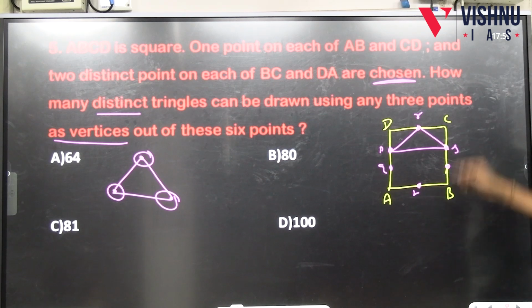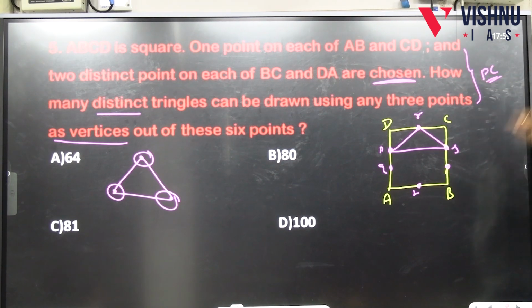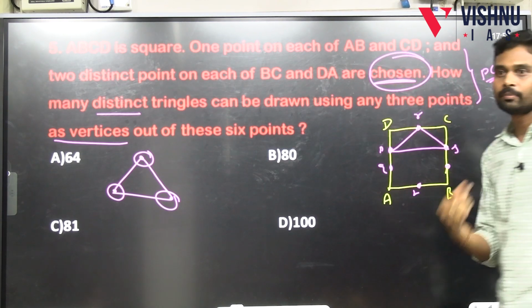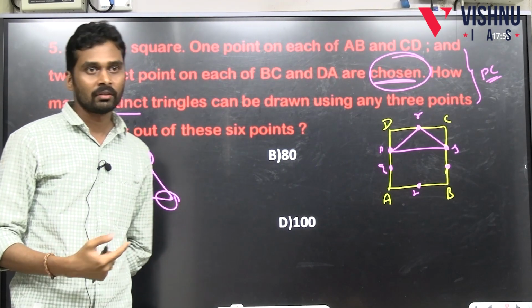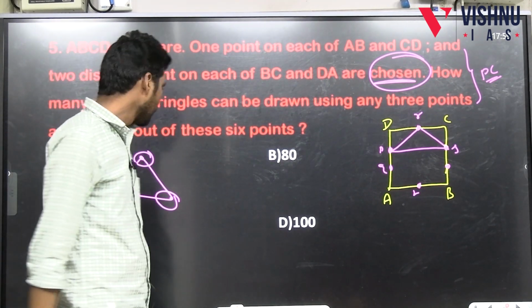Okay, and this question is not related to geometry. This question is related to permutations and combination. The word "chosen" means that you have to select things. So this is related to the question of permutations and combination.